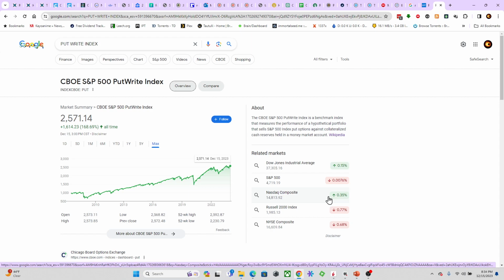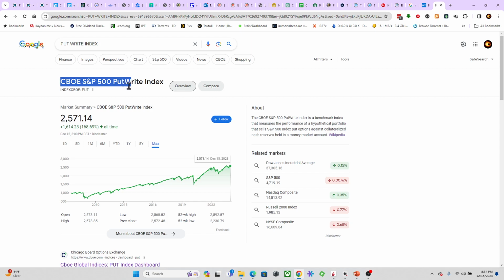The first thing is knowing what the strategy is all about, right? So the first thing we're going to look at is the CBOE S&P 500 PutWrite index. You type in the word put and it will bring up this index. Look at the chart. Whenever there's a market crash, it goes down. And guess what it does? It goes up. It tells you right here, it's a benchmark index that sells puts on the S&P with collateralized reserves in a money market account.